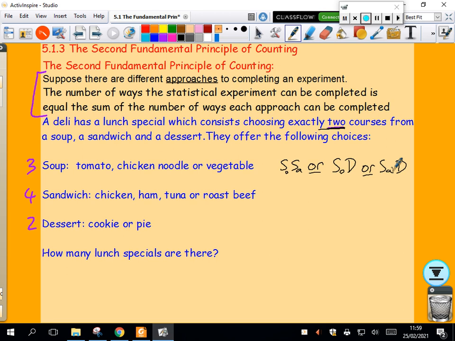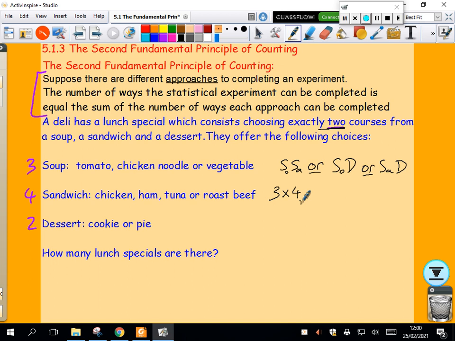So how many ways can I complete each of these things? First of all, I could choose a soup and a sandwich. And the number of ways to do that: well, task 1 is to choose a soup, task 2 is to choose a sandwich. The number of ways to complete task 1 is 3. The number of ways to complete task 2 is 4. So the number of ways to complete task 1 followed by task 2 is 3 times 4.